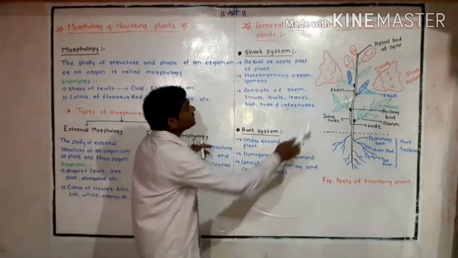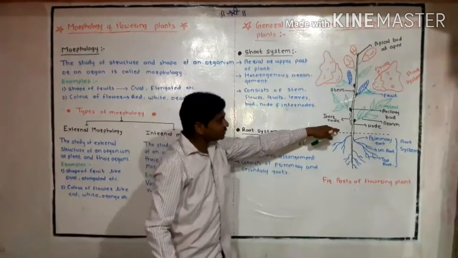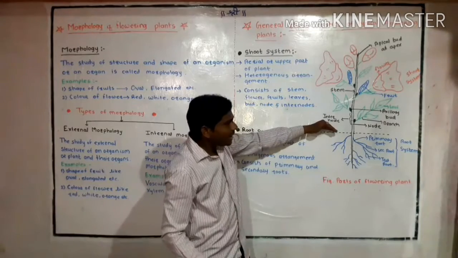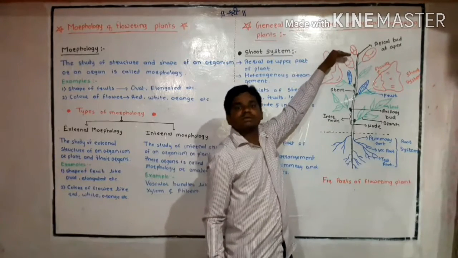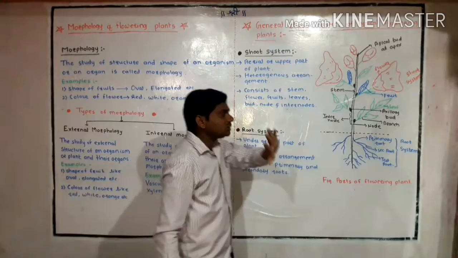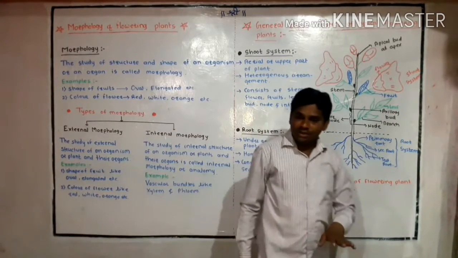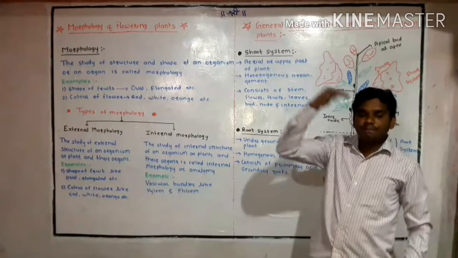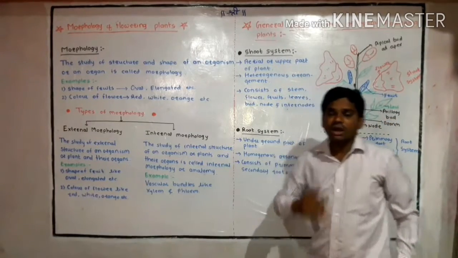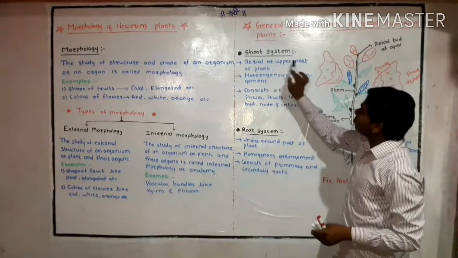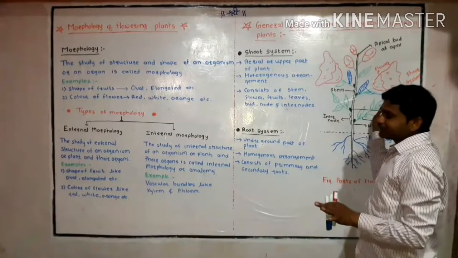Now this shoot system is the part present above the earth surface, that is, the aerial or uppermost part of the plant. Aerial part means upper part. That aerial part of the plant is called the shoot system.